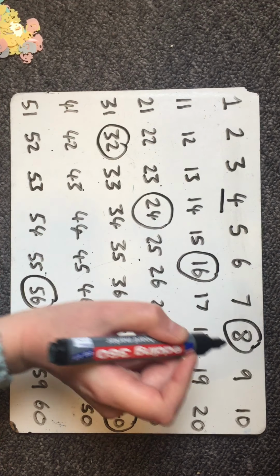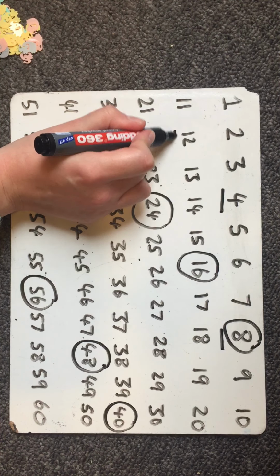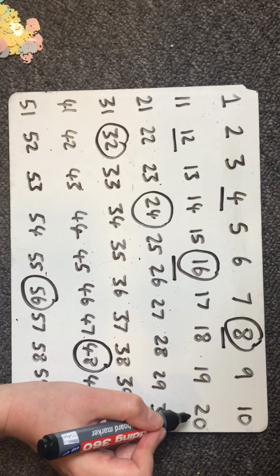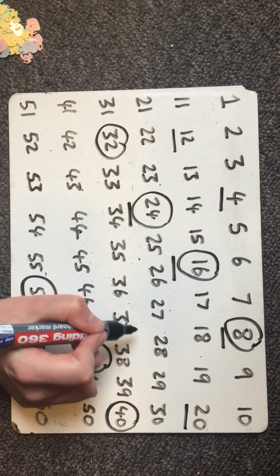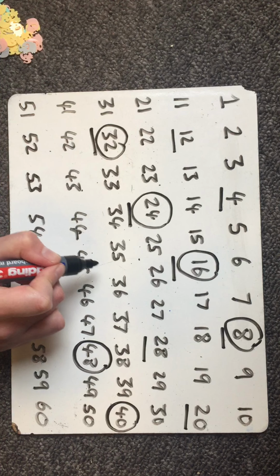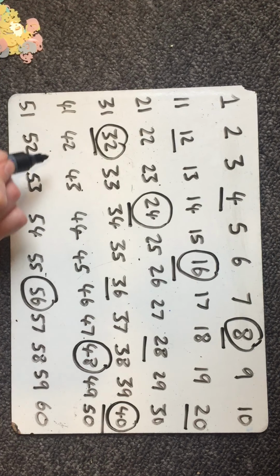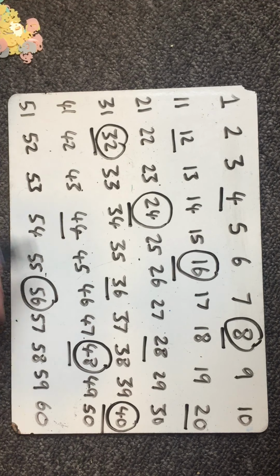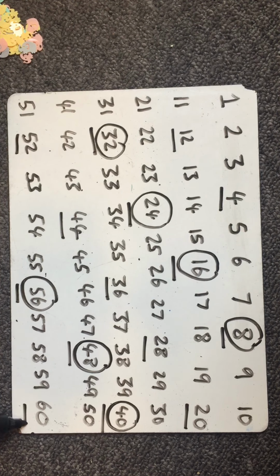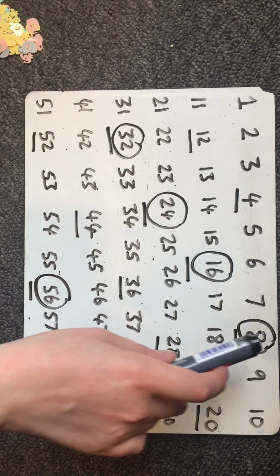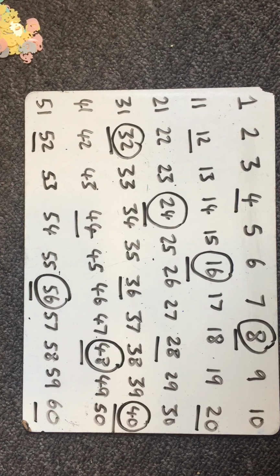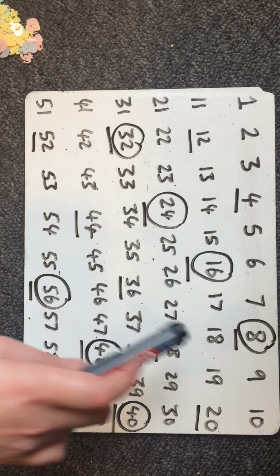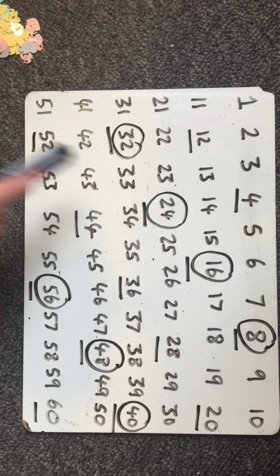Count with me. 4, then it's 8, then 12, then 16, then 20, then 24, 28, 32, 36, 40, 44, 48, 52, 56, 60. Pause the video, think about it. Is there anything you notice between the 8 times table and the 4 times table that's similar? Remember, the 8 times table is circled and the 4 times table is underlined. Give yourself some thinking time.